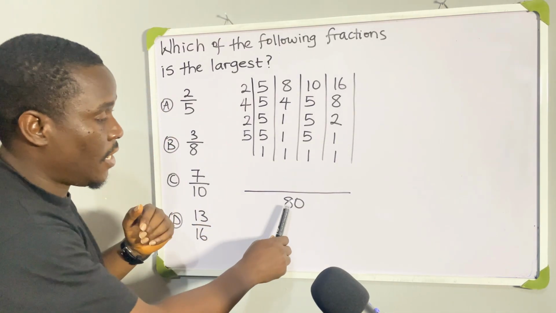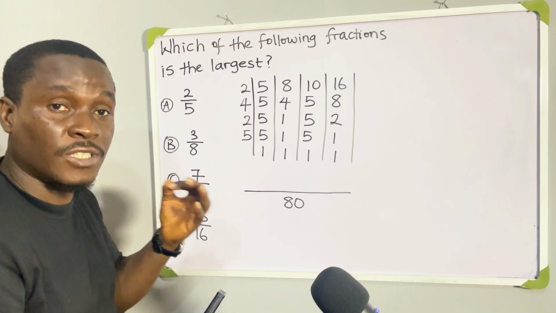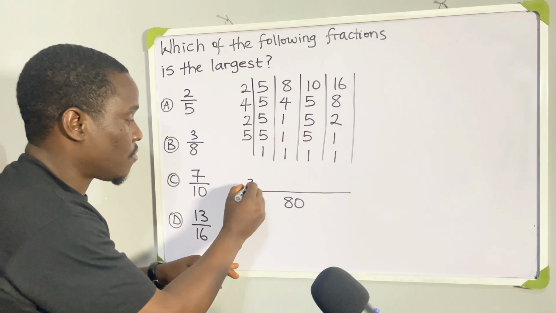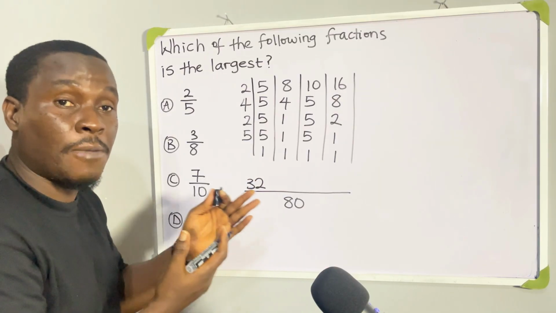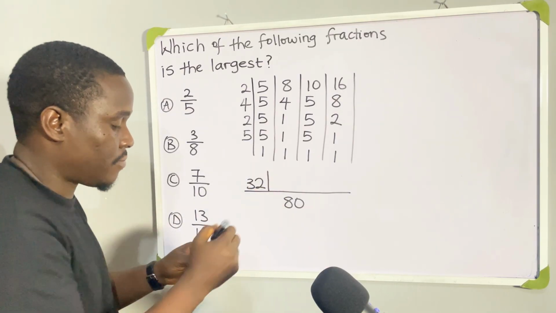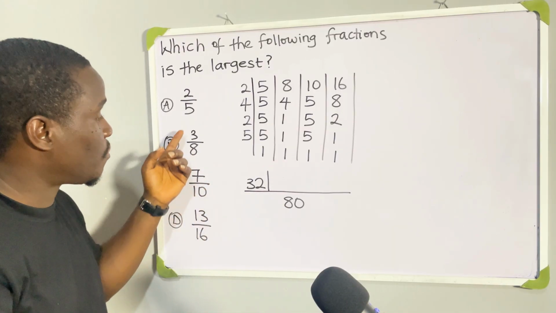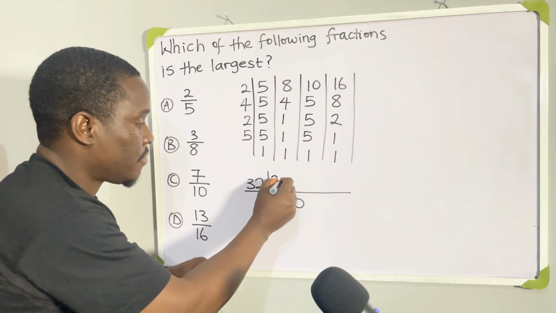Now you're going to do 80 divided by 5. That will give you 16. 16 multiplied by 2 is going to give us 32. So instead of writing either plus or minus, you can just separate them. 80 divided by 8 is 10. 10 multiplied by 3 is 30.